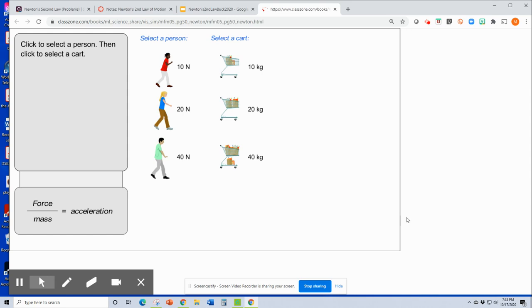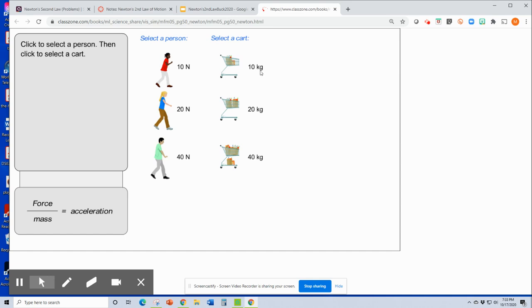And there it pops. All right. So here is a person who is going to put a force on a grocery cart. They're going to put a net force, in this case, of 10 newtons. This person can put a net force of 20 newtons, and this person can put a net force of 40 newtons on the grocery carts.